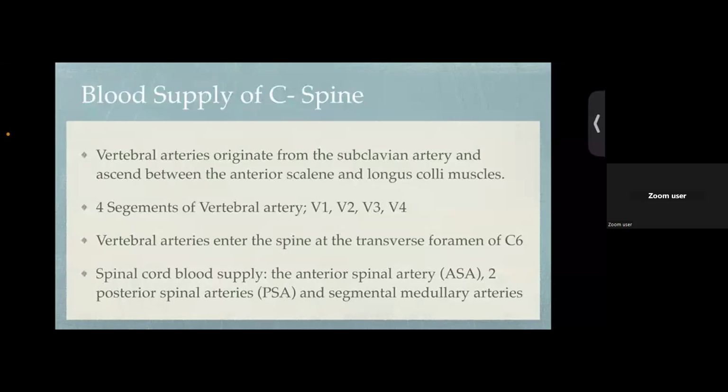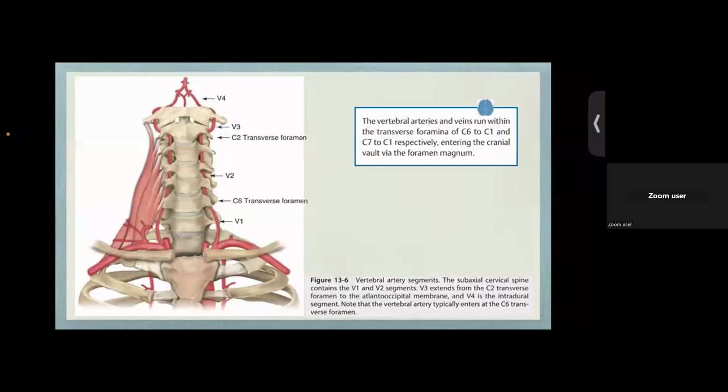Okay, the blood supply. So the vertebral arteries originate from the subclavian artery and ascend between the anterior scalene and the longus colli muscles. It has 4 segments, V1, V2, V3, V4, and they enter the spine at the transverse foramen of C6. The spinal cord has one anterior spinal artery and 2 posterior spinal arteries and segmental medullary arteries that supply it.